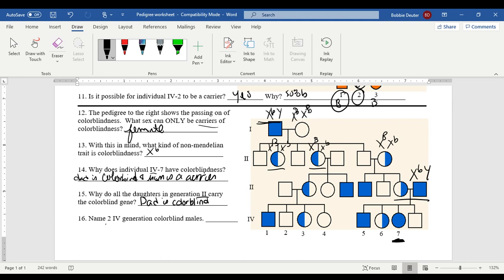So name 2 in generation 4 that are colorblind males. So we have 1 and 5 are both colorblind males. So 1 and 5 are both colorblind males. And that's how we read a pedigree.